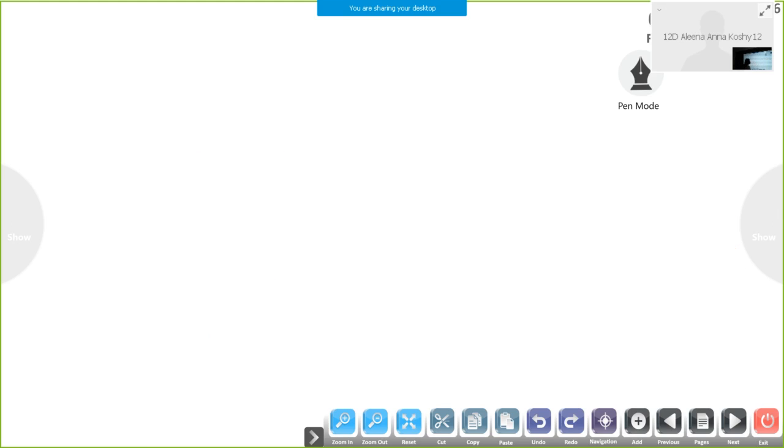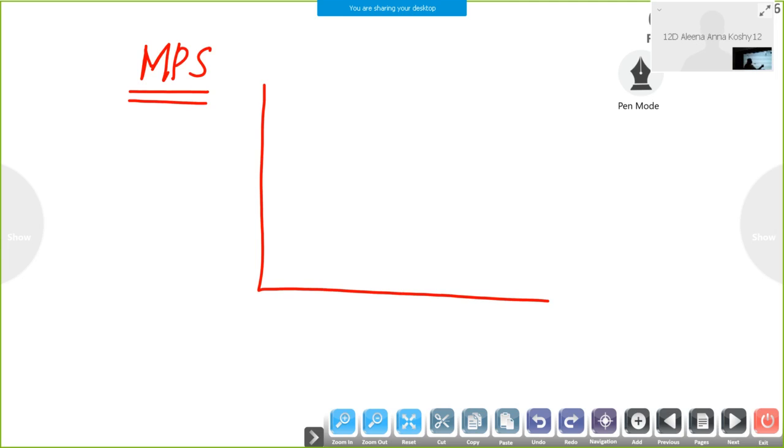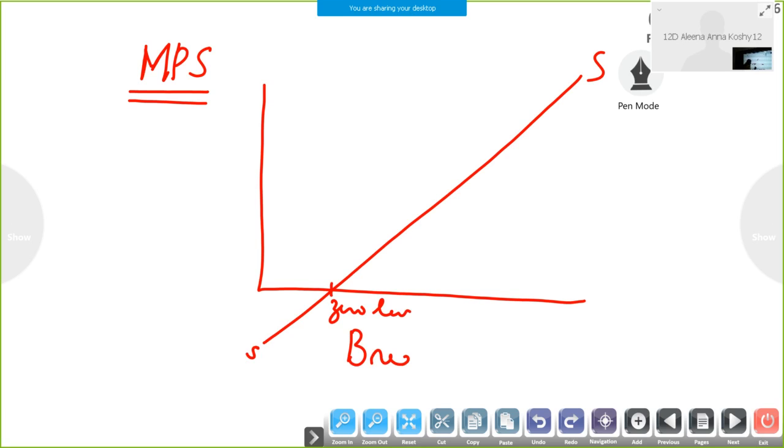Suppose we need to represent the graphical presentation of MPS. Here also we need a saving curve. Again an imaginary saving curve, an upward sloping curve, three situations. That is why negative saving also we have to mention. Here positive saving, negative saving, here zero level. Zero level of saving is also known as break even point. Don't forget that point, break even point. This shows the break even point.